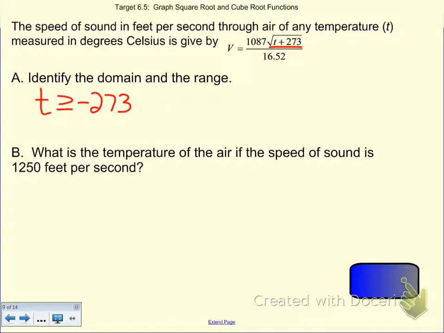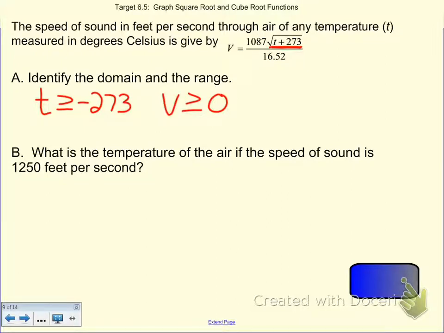Our range means V then, and V, the smallest number that V can be, let's plug in our smallest domain and see what it is. So negative 273 plus 273 is 0. Square root of 0 is 0. 0 divided by anything is still going to be 0. And so V is going to be greater than or equal to 0 for the range.